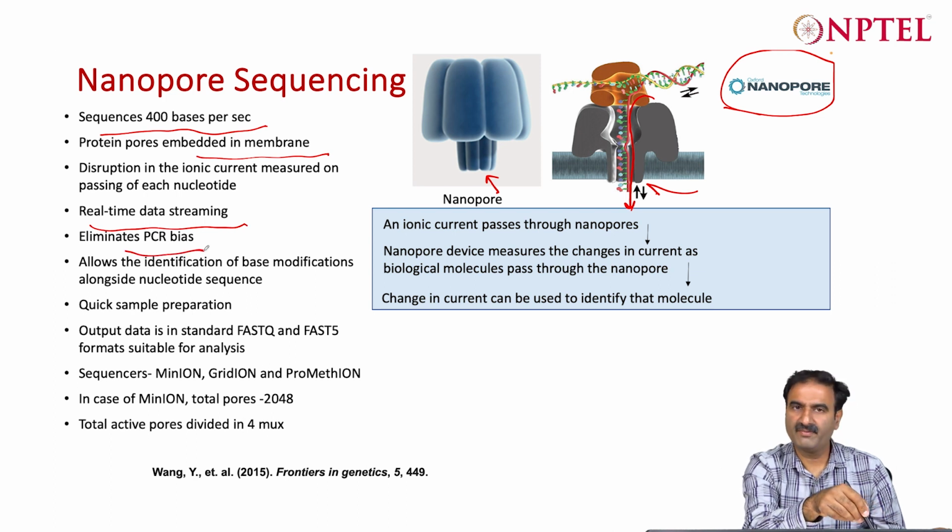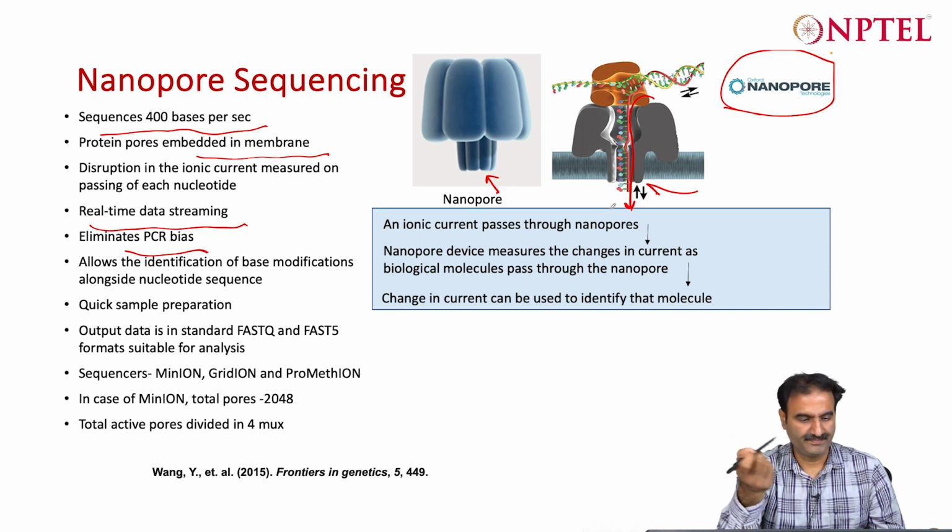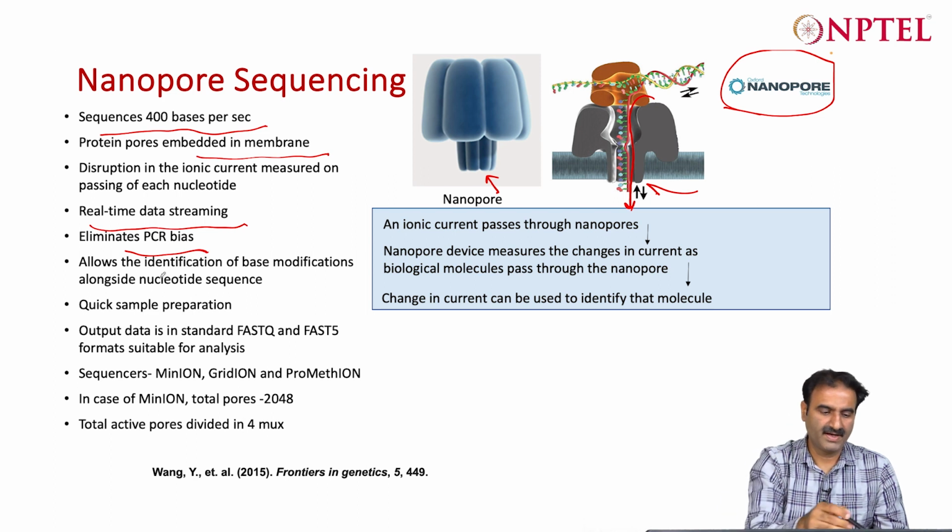There is no requirement for PCR, because you are using a single strand, double stranded DNA converted into a single strand which is passing through. So there is no polymerase and no nucleotides involved. It is just the change in the ion flow which is recorded. So it saves on expensive consumables like the enzyme or the nucleotides.